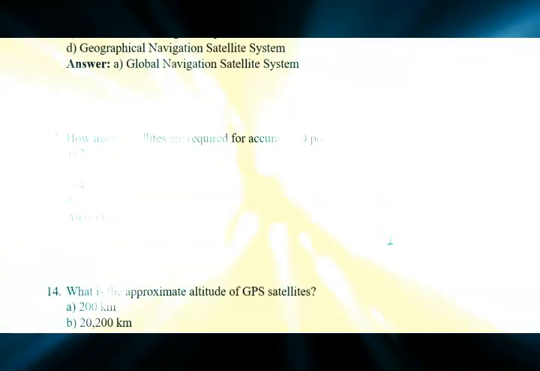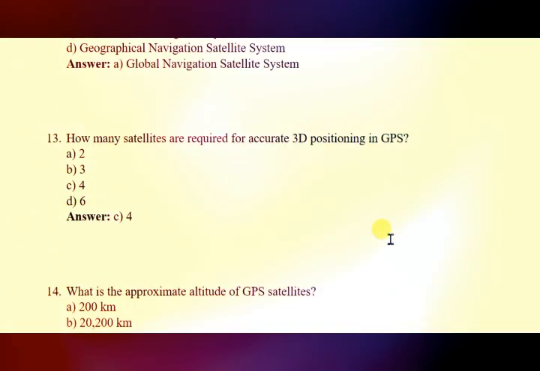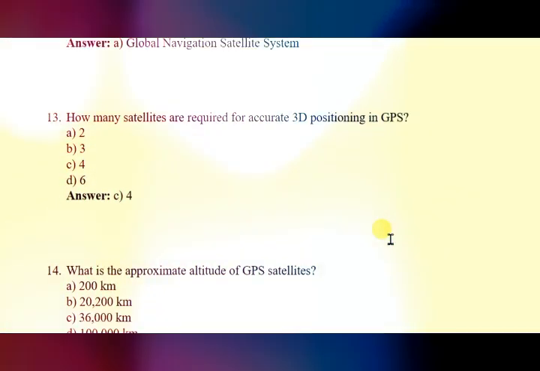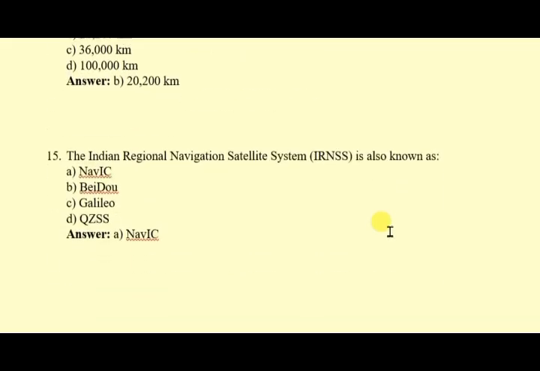Question 13. How many satellites are required for accurate 3D positioning in GPS? 2, 3, 4, 6. Here the right answer will be 4. What is the approximate altitude of GPS satellites? 200 km, 2000 km, 20,000 km, 36,000 km, 1 lakh km. Here the right answer will be 20,200 km, which is the altitude of GPS satellites.